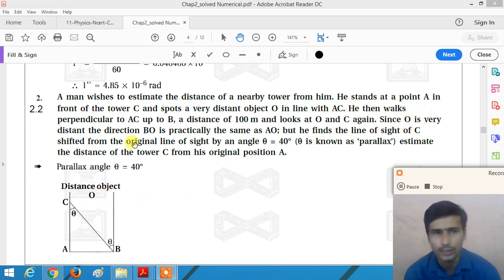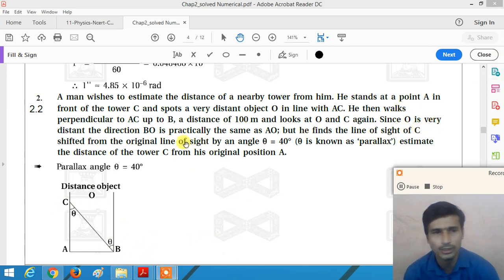He then walks perpendicular to AC up to B, right? The man then walks from A to B, which is perpendicular to the tower AC. Now, he looks at O and C again. Then he looks at O from this point B, looking at point O and point C again.